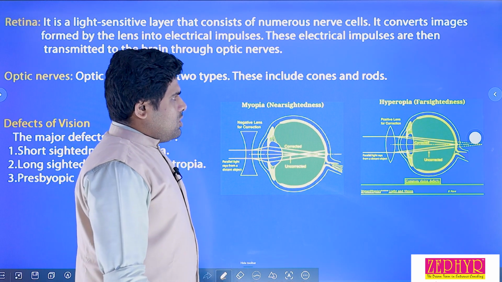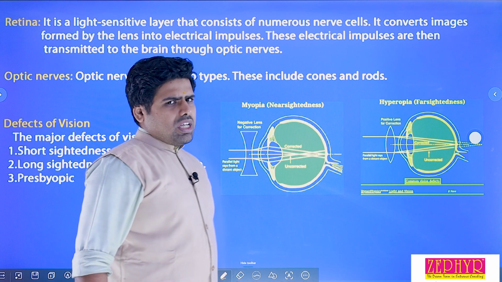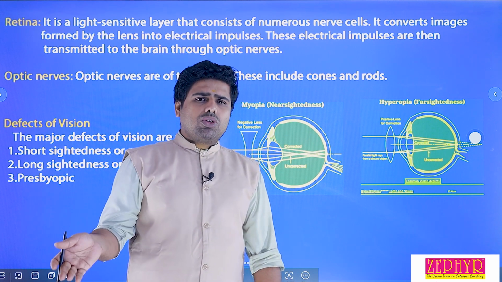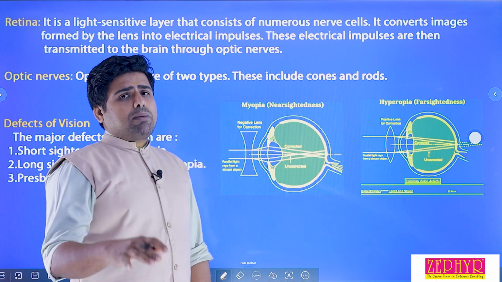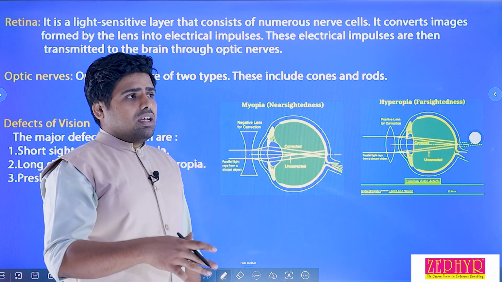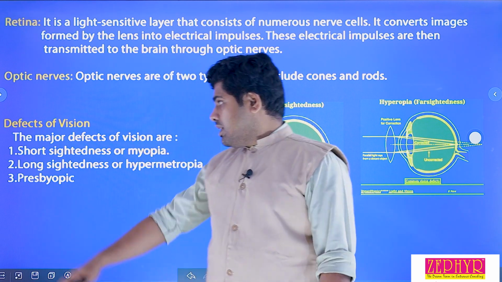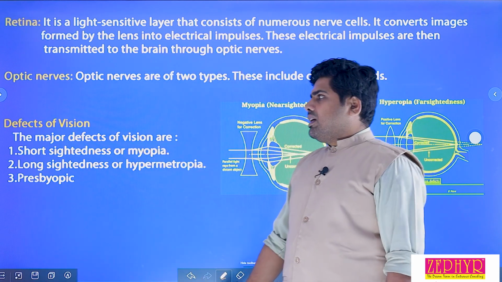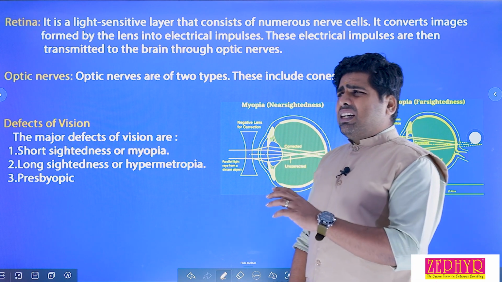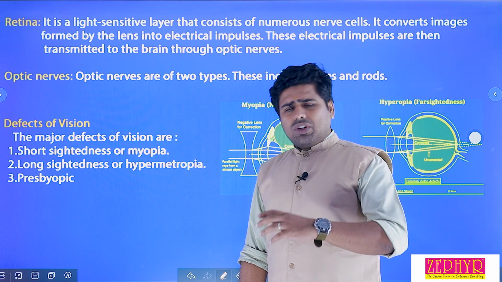Okay, so these are the important points related to this chapter. In some situations, both myopia and hypermetropia are present in our human eye. At that moment, we term that one as presbyopia. Okay, presbyopia.